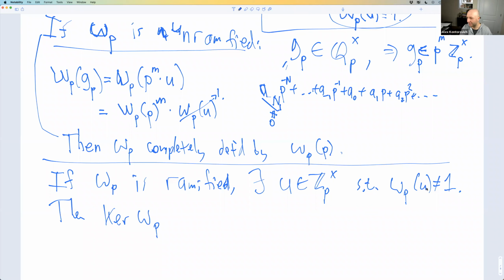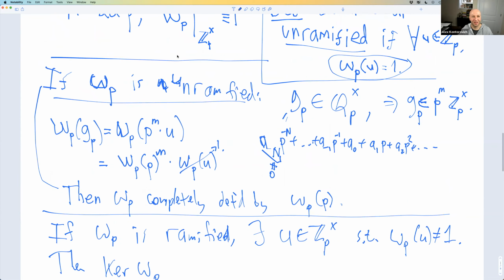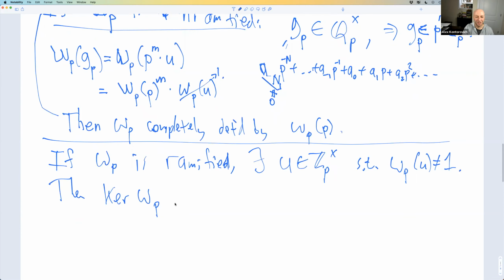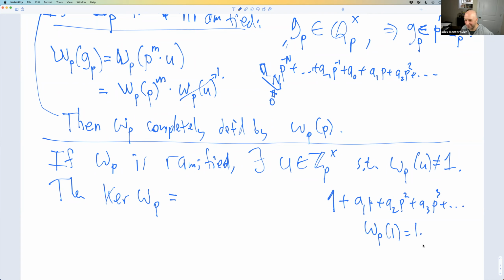All of ZP cross does not get mapped to one because there's an element that didn't get mapped to one. I mean, you wrote it up there, right? You named it. Well, I named it UP, but I want to see it more precisely. So what is it? Certainly one gets mapped to one. It's a character. So one is the element with a one plus nothing. Well, let me write a typical element: A1P plus A2P squared plus A3P cubed, and so on, right? So one is certainly in the kernel. Omega P of one is one. If it's a character, that had better be the case.